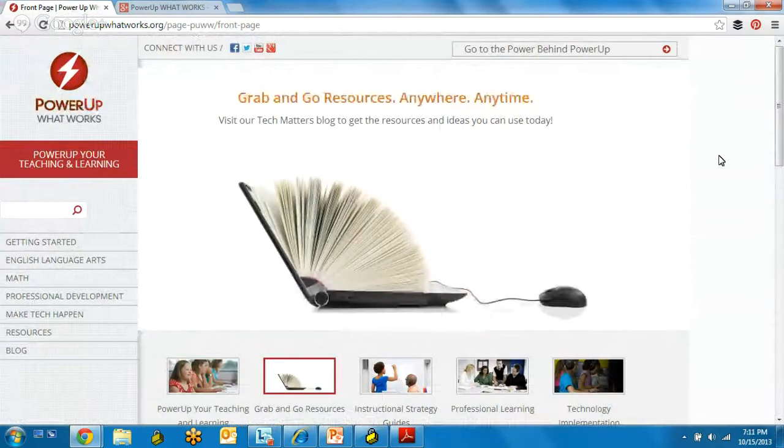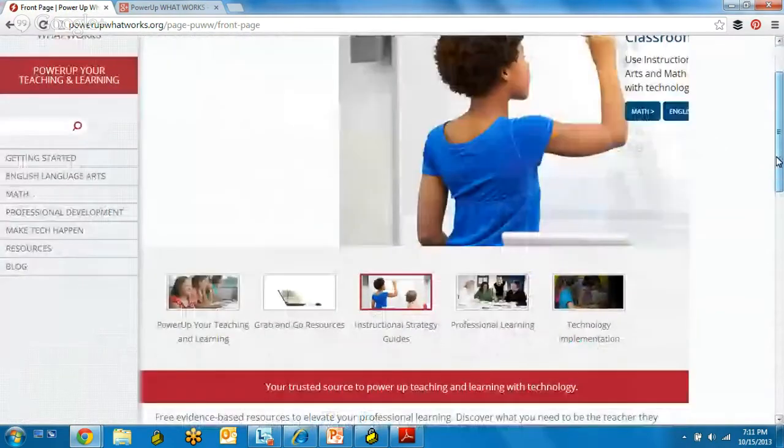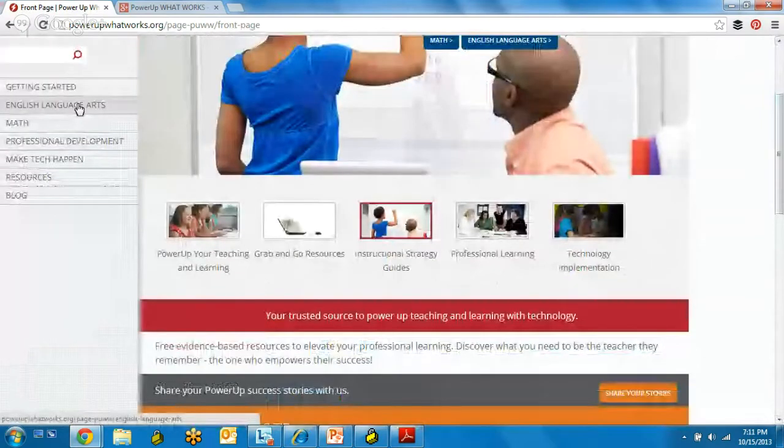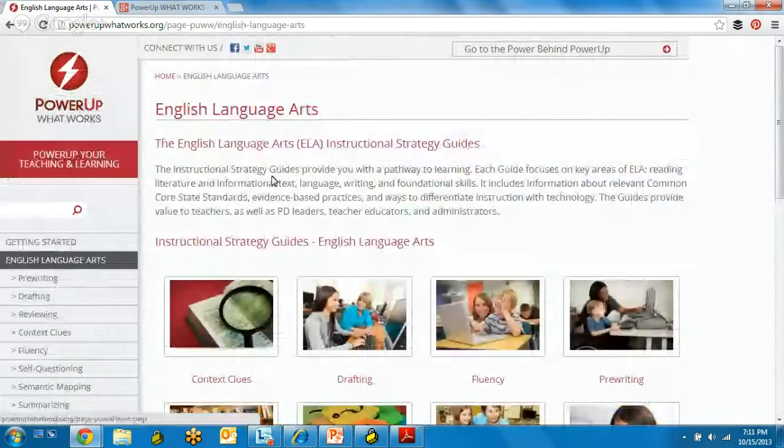Because today is about English language arts, we're going to start by going down the left navigation and looking at the materials for English language arts. When you do go to the website, you'll see that there's a tremendous amount of materials, and we'll be covering some of this today. Elise, if you scroll down, we want to just show that we have 10 different English language arts instructional strategy guides.